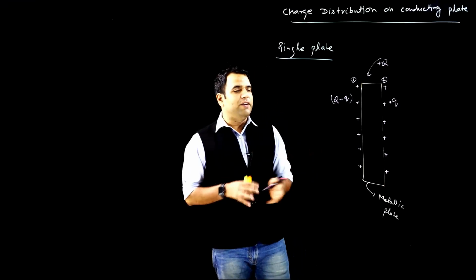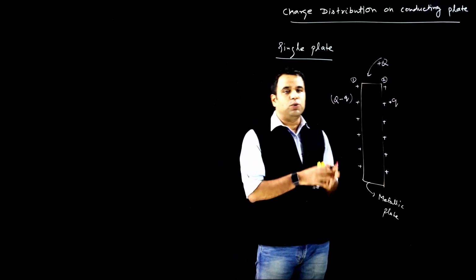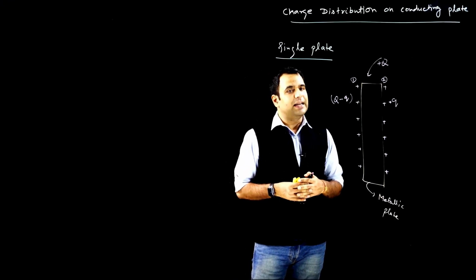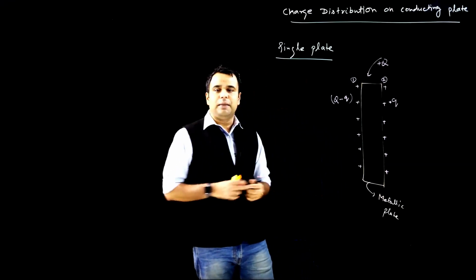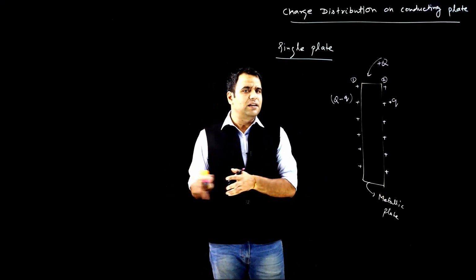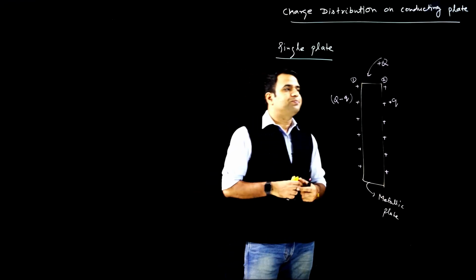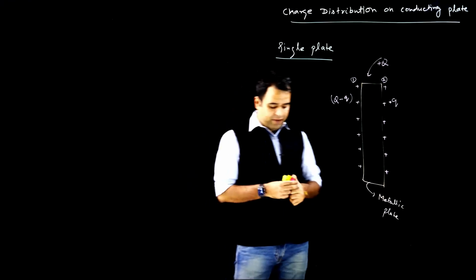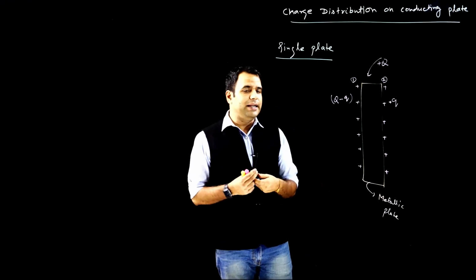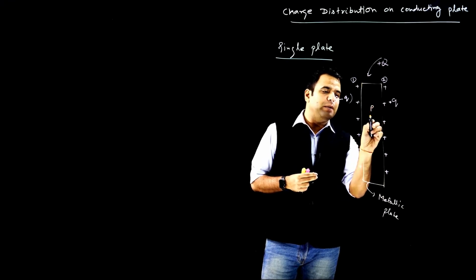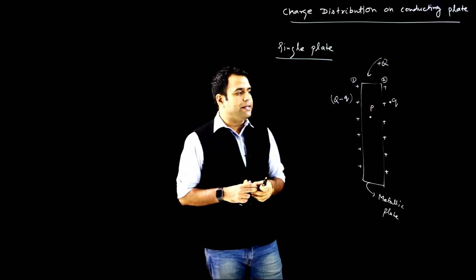So we'll have an idea how the capital Q charge is going to get distributed on either side of this metallic plate. There is only this single metallic plate, and there is no external thing, meaning there is no external electric field. Regarding a metallic plate, we already know that inside the metallic plate, the field is always zero. So let's assume a point P inside the metallic plate.